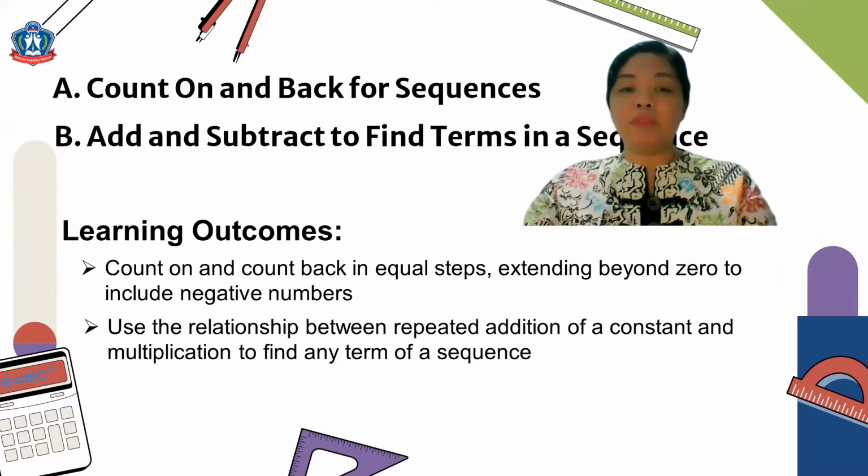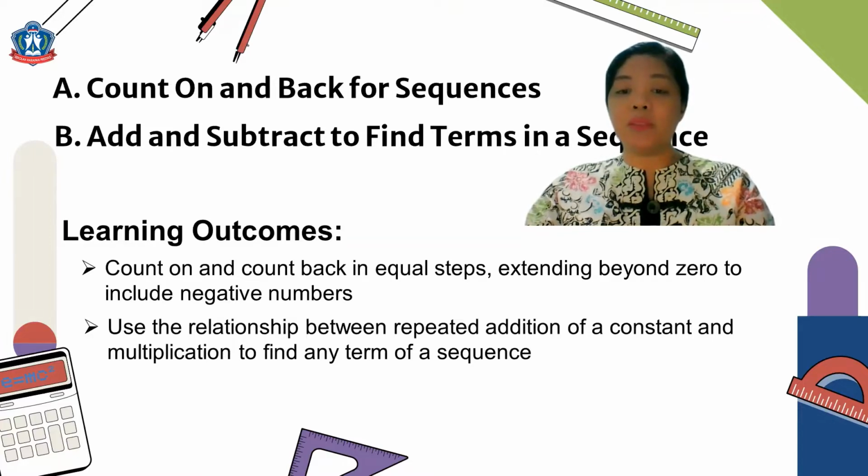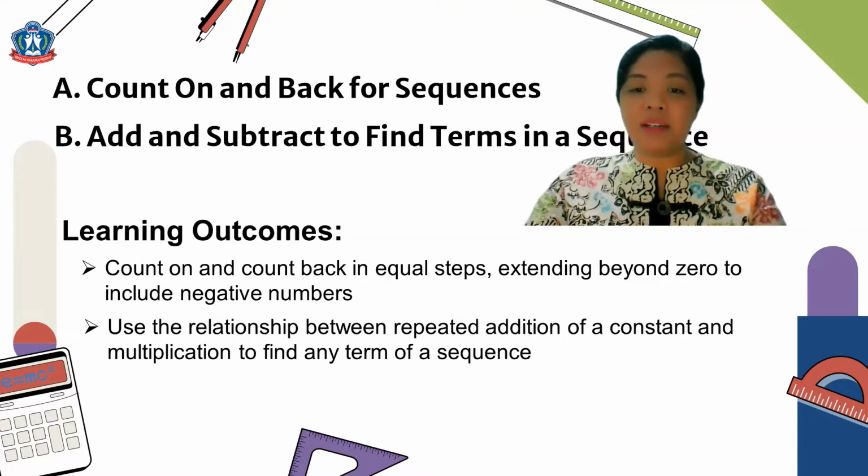The learning outcomes for these lessons are to count on and count back in equal steps extending beyond zero to include negative numbers, and to use the relationship between repeated addition of a constant and multiplication to find any term of a sequence. Are you ready, P5? Come on, let's start.